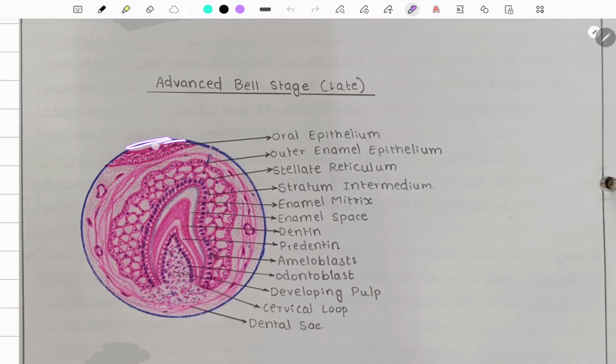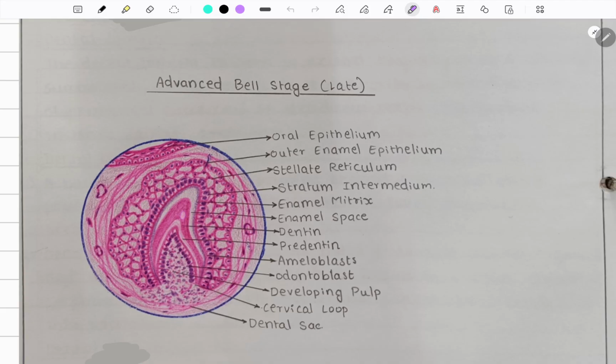That is, oral cavity, oral epithelium will be present, then outer enamel epithelium will be present, but inner enamel epithelium will now be called ameloblasts. Then there will be stellate reticulum present, stratum intermedium will also be present, and below the ameloblast there will be enamel matrix, which the ameloblast will lead to, and then there will be enamel space.